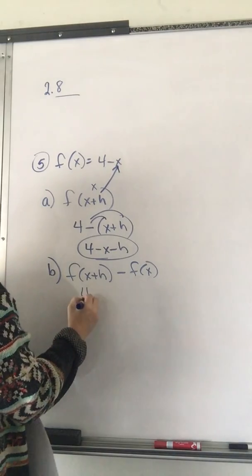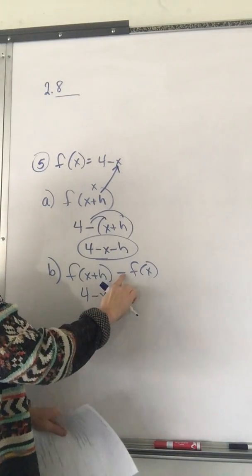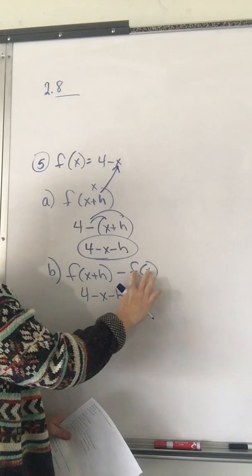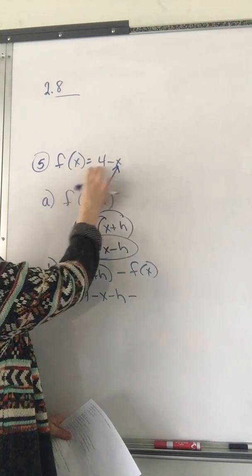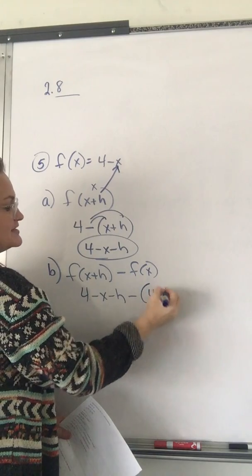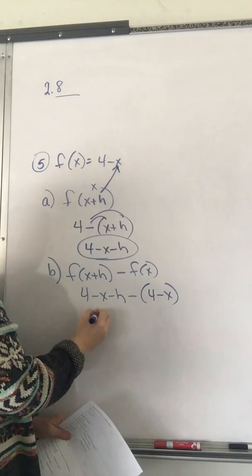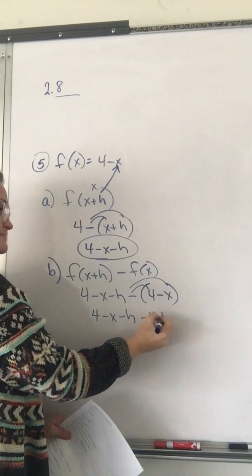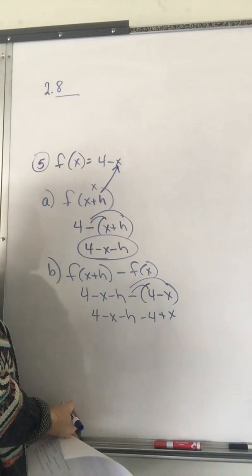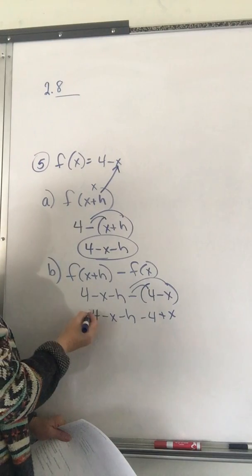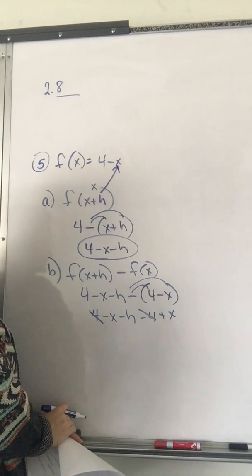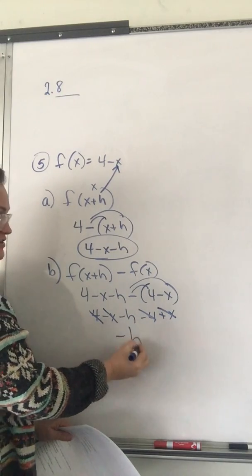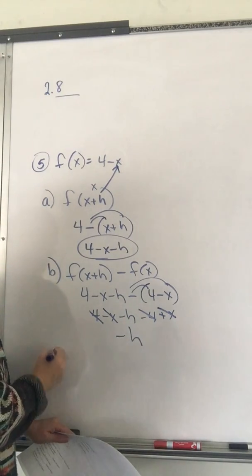We have that answer. Then it says subtract the function f with x in for x. So don't change it. Just leave it as it is. Here's f of x, 4 minus x. So we can clean this up a little bit by distributing your negative sign. And then combine any like terms. The 4's cancel each other out. And the negative x and the positive x cancel out, leaving just a minus h.